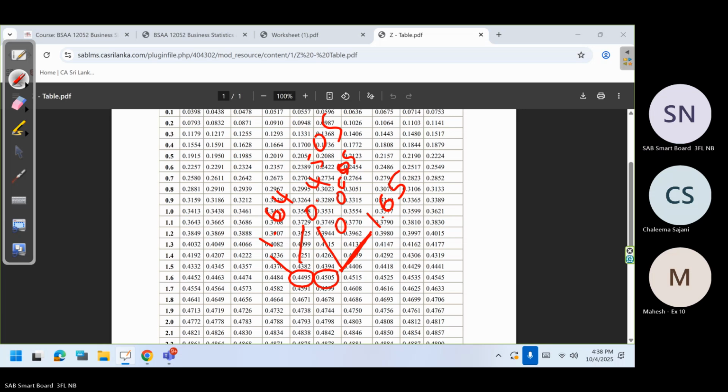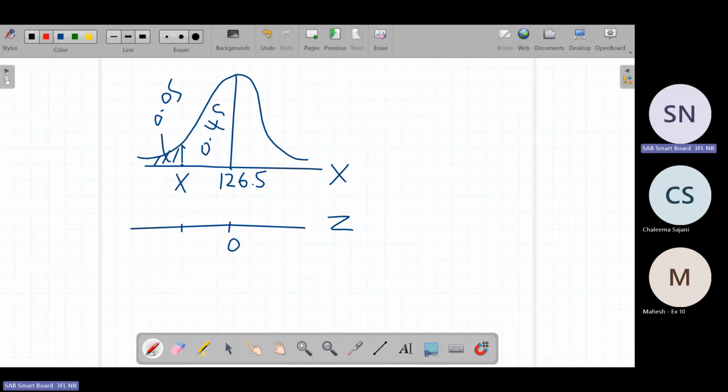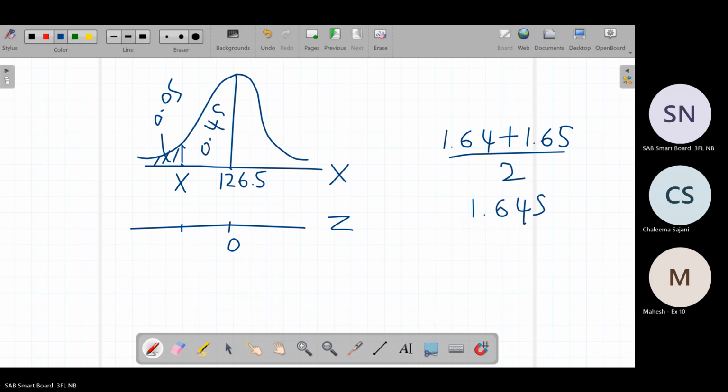Okay. Then here you take 1.64 plus 1.65 divided by 2. Okay, then what is the answer? 1.645. Then you can mark this 1.645 in here.